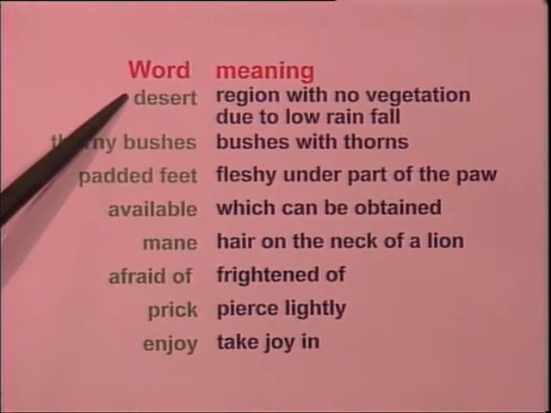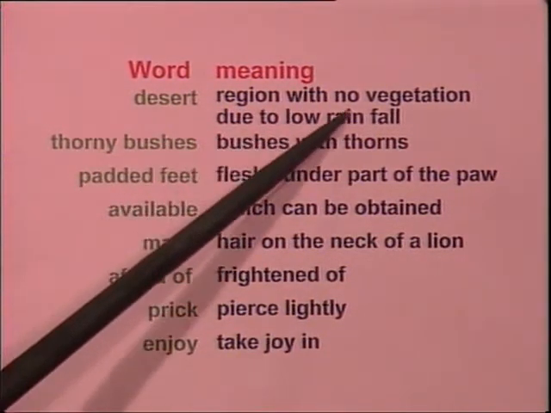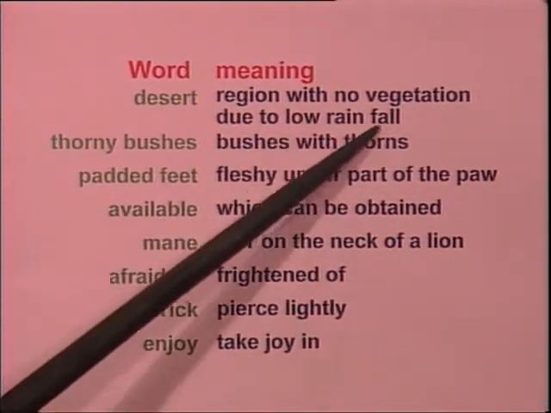Now that we have done our pronunciation work, we should know the meaning of some more difficult words so that when we read the lesson it will become very clear to us. So once again, I'll show you a list of words and we'll be finding out their meanings. Ready? Okay, let's begin. This is our first word. The word is desert. Desert is a region with no vegetation due to low rainfall.